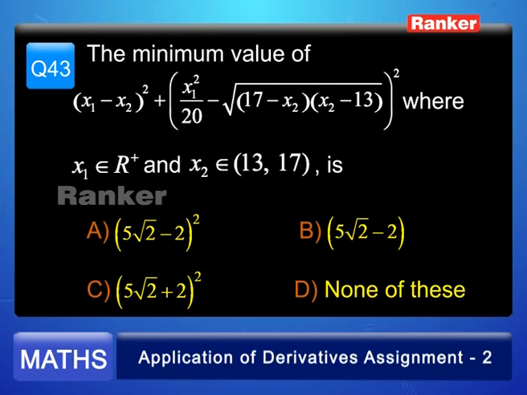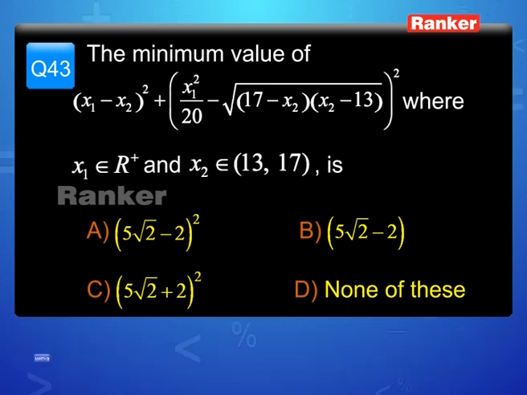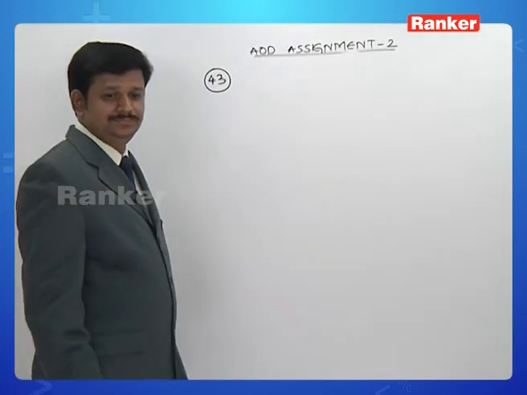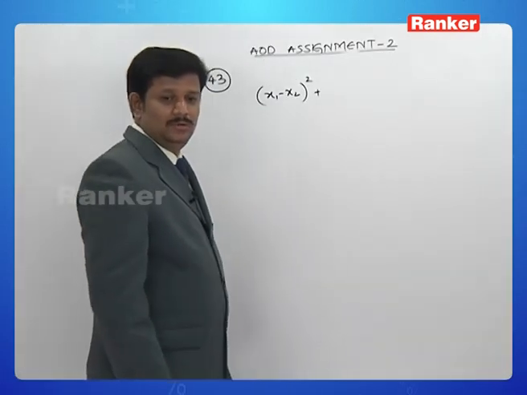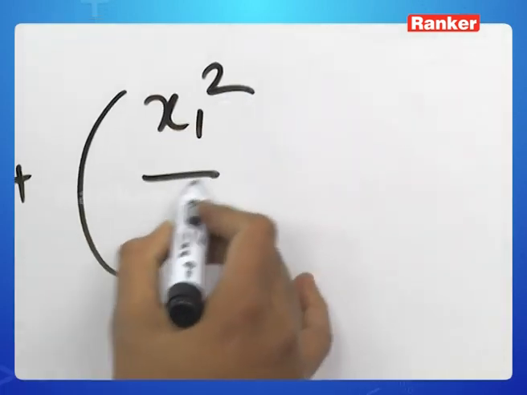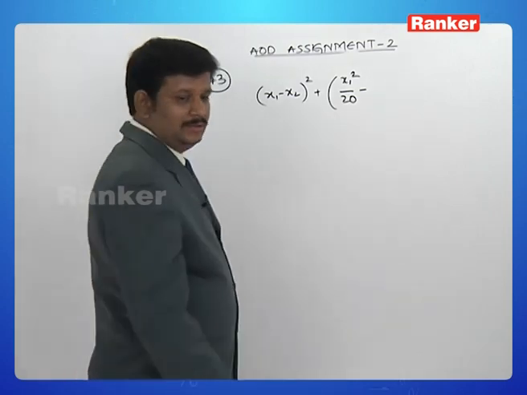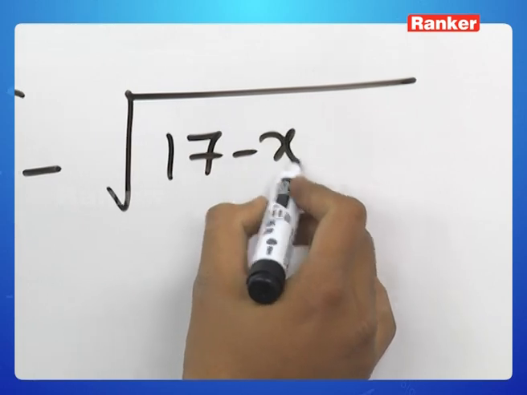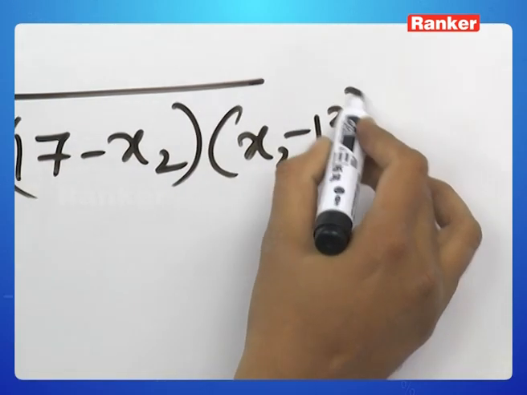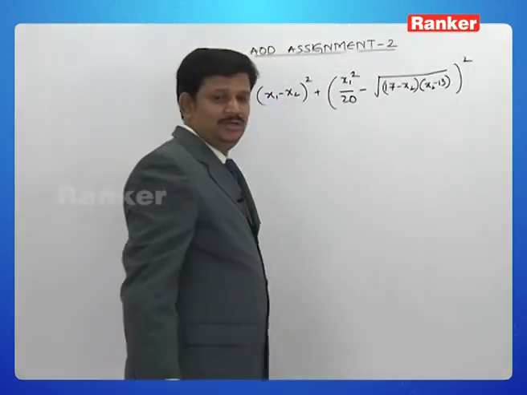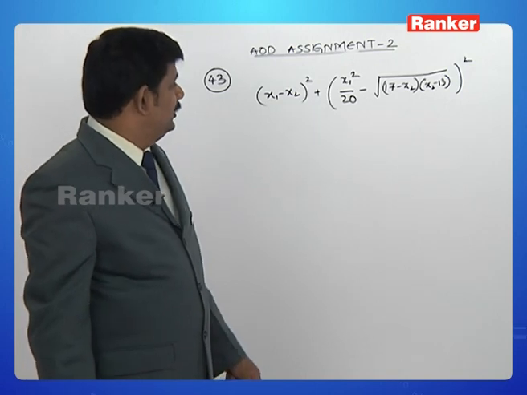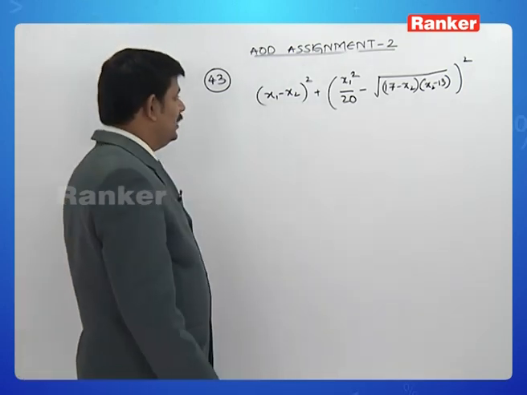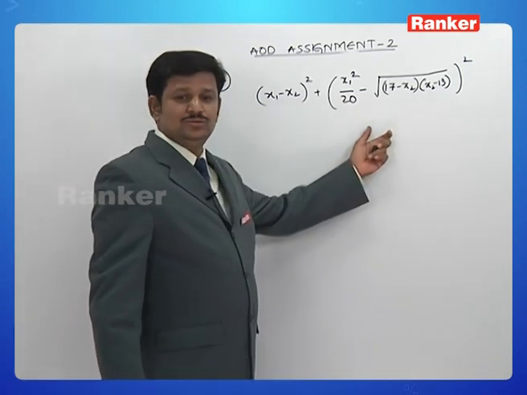find the minimum value of (x1 minus x2) whole square plus x1 square by 20 minus root over (17 minus x2) into (x2 minus 13) whole square, where x1 is any positive real number and x2 belongs to 13 to 17.